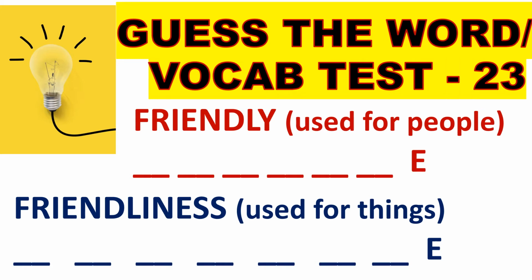The first word is a 7-lettered word ending with E. It means friendly. The second word is 8-lettered word also ending with E, and it also means the same. But the difference is that the first word is used to describe people, whereas the second word is used to describe things. Any idea? Now let's discuss these words in detail.